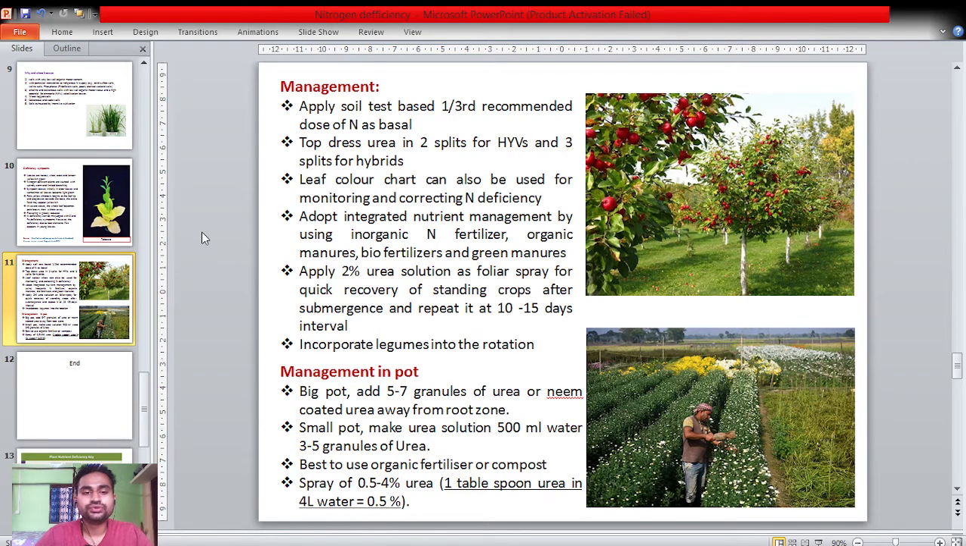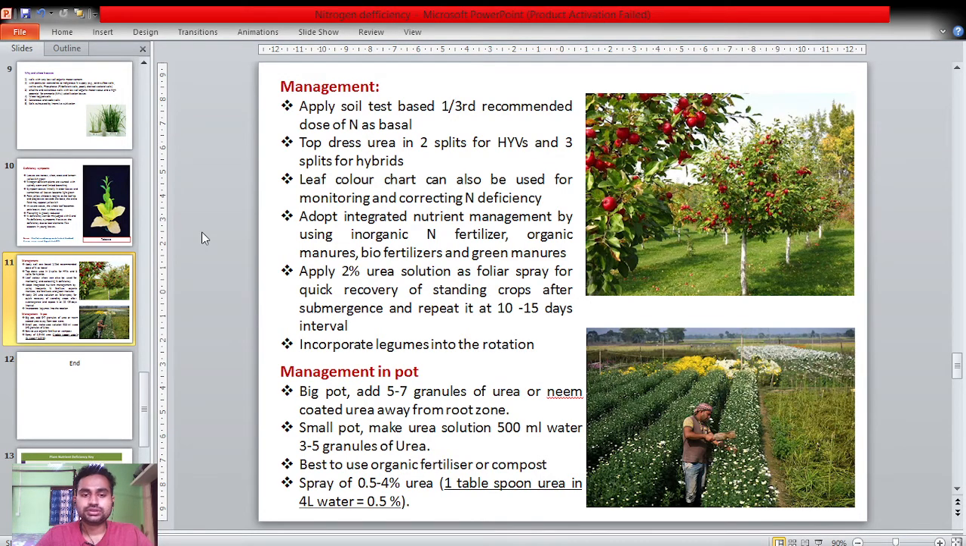So in case of organic, we have the manures and compost or green manures. This organic fertilizer we can apply. This is actually best for the plants, but at the same time, if we have a very large field, then we can also go for inorganic fertilizers. So you can use a 2% urea solution as foliar spray. This foliar spray is very effective because it is very quick, and the recovery is very fast.